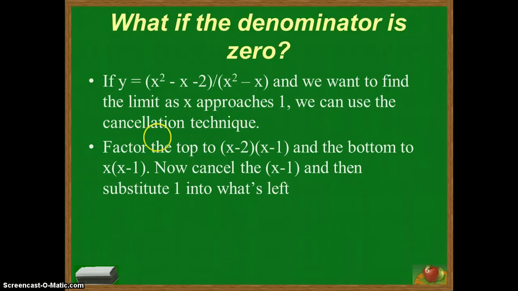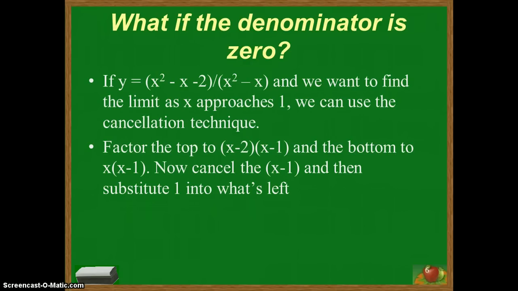First thing you do is factor the top. So I factor the top to x minus 2 times x minus 1. And the bottom I factor to x times x minus 1. Now you can see that there's a common factor in the top and the bottom, x minus 1. We can cancel that as long as that factor does not equal 0. And it doesn't equal 0 because we do approach 1, but we don't quite get to 1. So it will be some number, but a very, very small number.